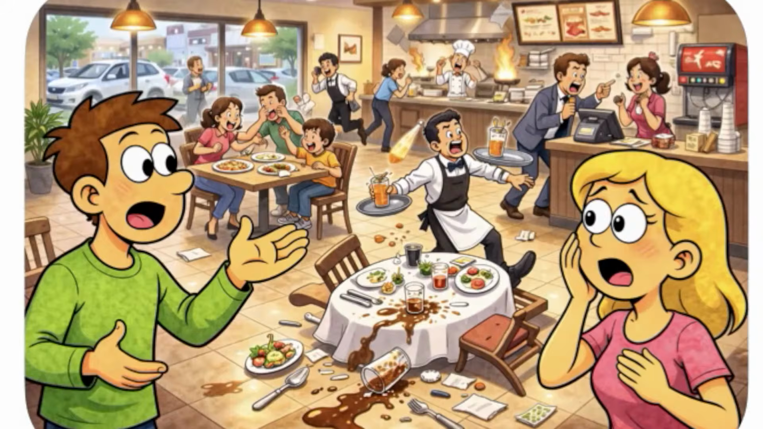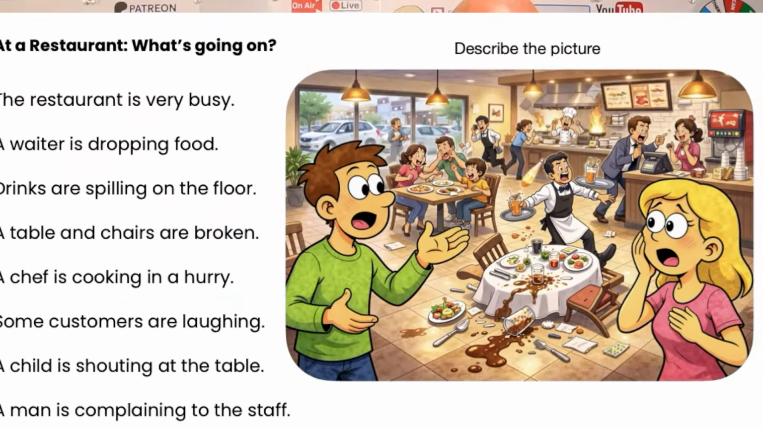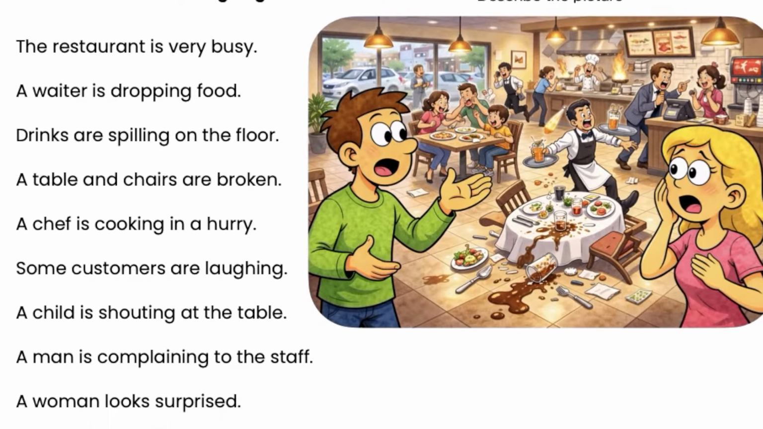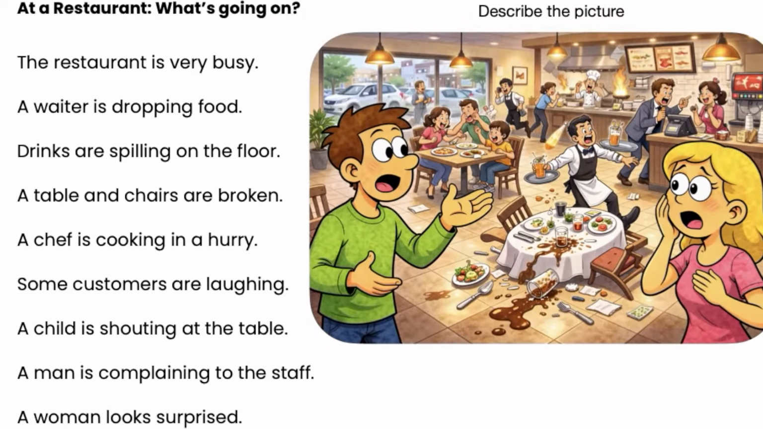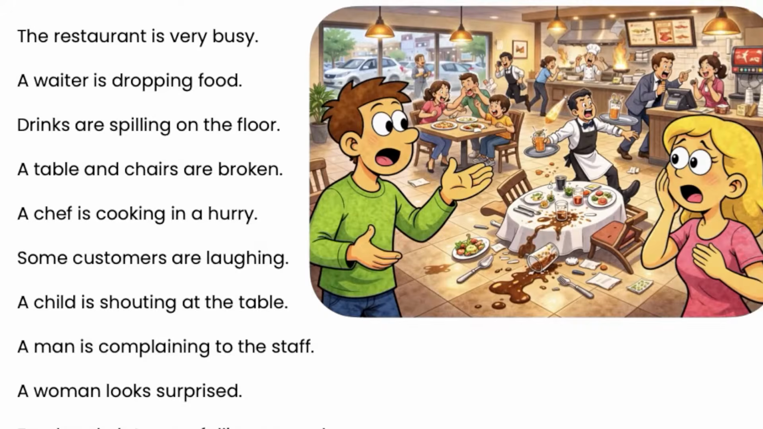Very good. I'm going to bring it down a little bit because I have sentences written here. Okay, these are my sentences. And here, so we could see at a restaurant what's going on. Describe the picture. So okay, the restaurant is very busy, all right? Lots of people, lots of things happening. So it's very busy. A waiter is dropping food. Yeah, that's not good. Drinks are spilling on the floor.